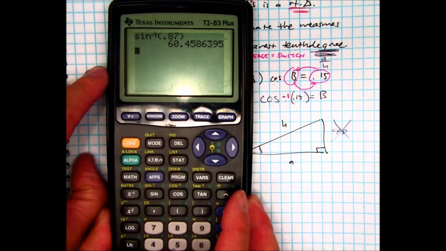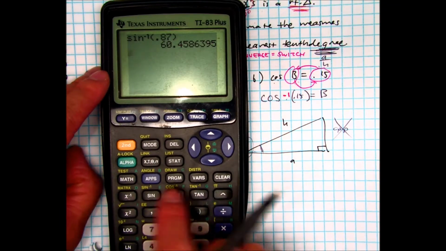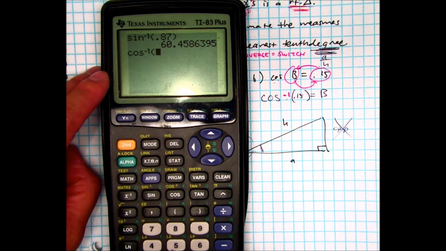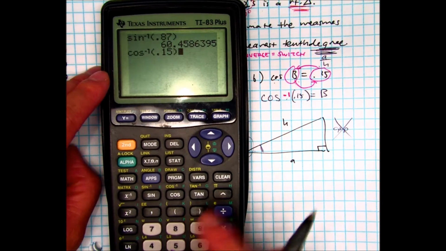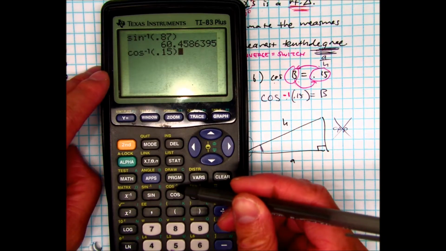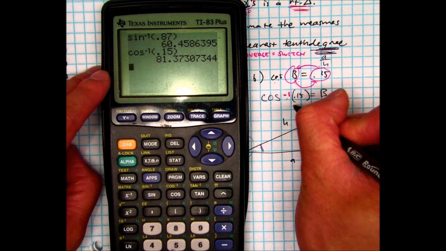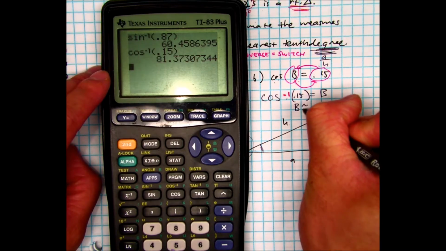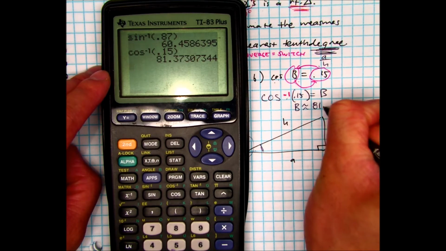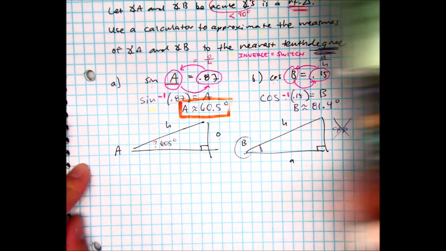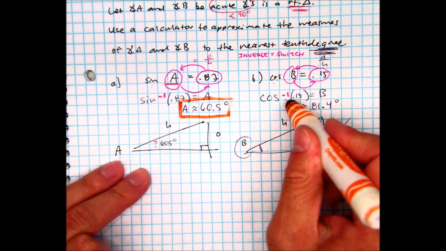Let's put that in our calculators. Double check it's on degree mode. Second, inverse of cosine equals 0.15. Remember, you're only using the inverse button when you're finding an angle. I round that to the nearest tenths, what do I get? 81.4 degrees. Box that, and there I got my two answers.